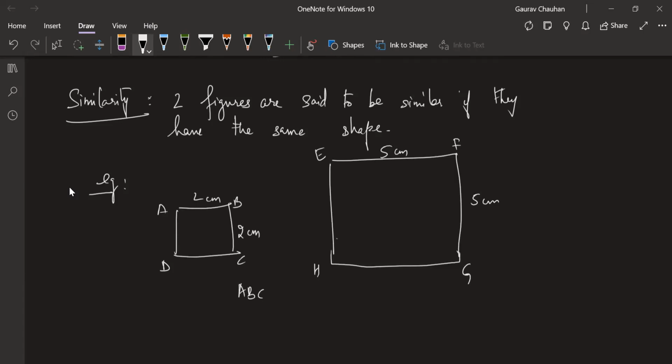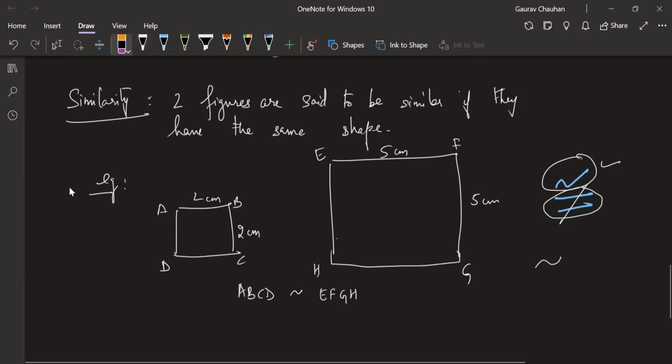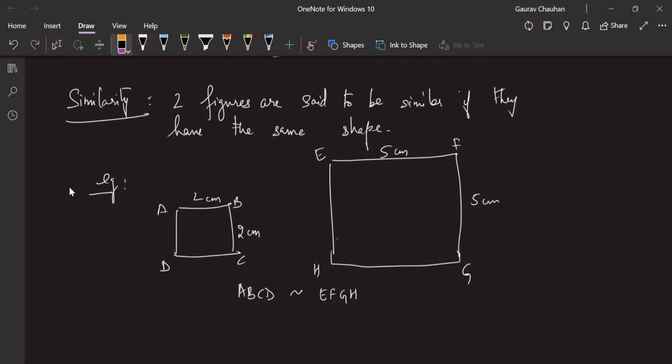And the symbol for writing similar is this. If you notice, in congruence, the symbol was this, right? So this part of it, we are removing now. The equal part we're removing, and we're just using the upper part. This is the similar symbol. So this is how we write. So square ABCD is similar to square EFGH.